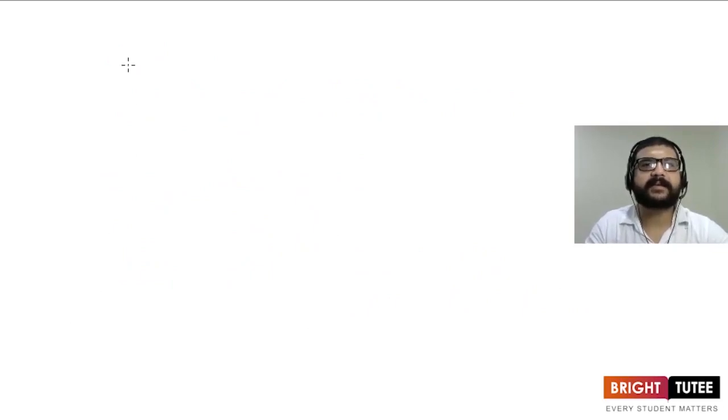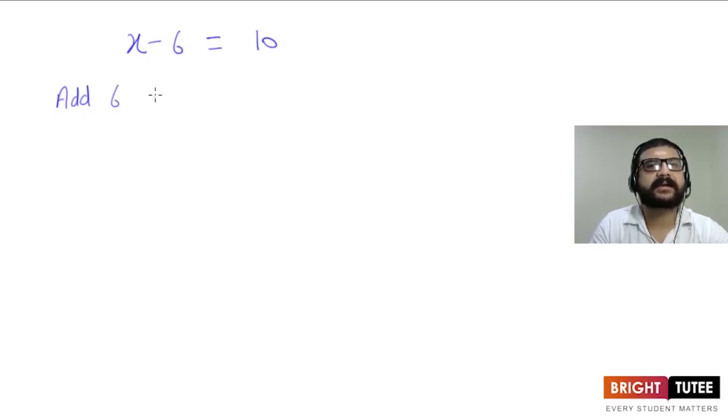Now let's consider one more example. Say we have x minus 6 is equal to 10. Now here we have to find the value of x. So what should we do for that? We have to get rid of this minus 6 which is written with x. For that we can add 6 on both the sides of the equation. So add 6 on both the sides of the equation.